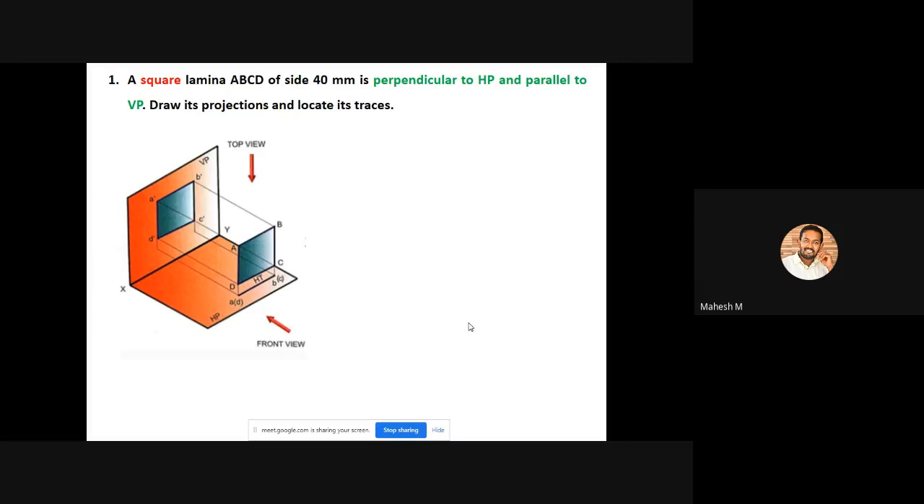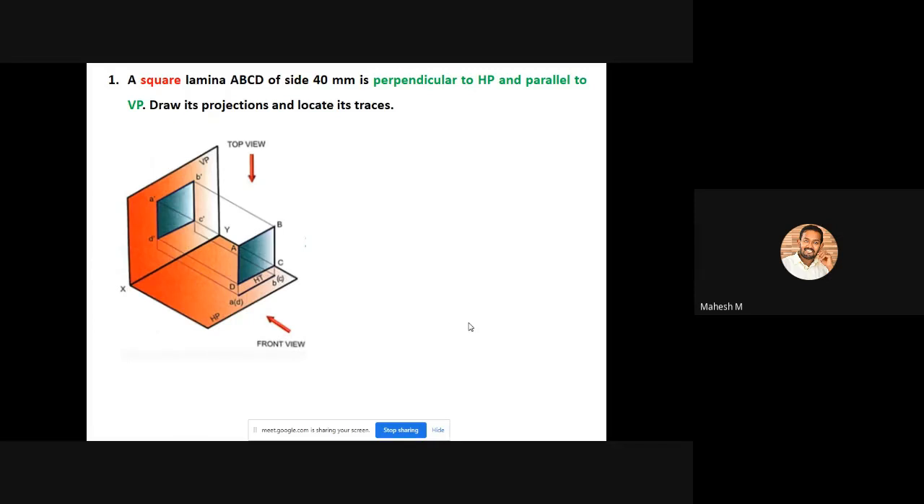So before that, regarding the tutorial marks, I have resubmitted and returned them. So you can check your marks, and also you can check the correct answer in our Google Classroom. I have uploaded the correct answer, so you can refer to it.